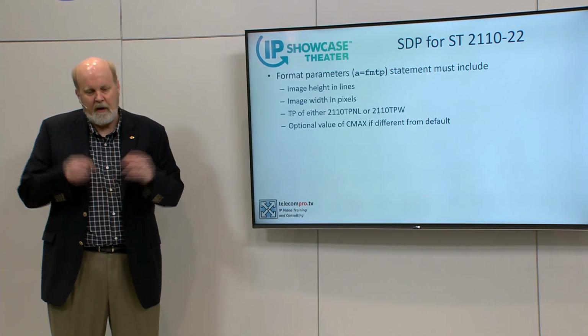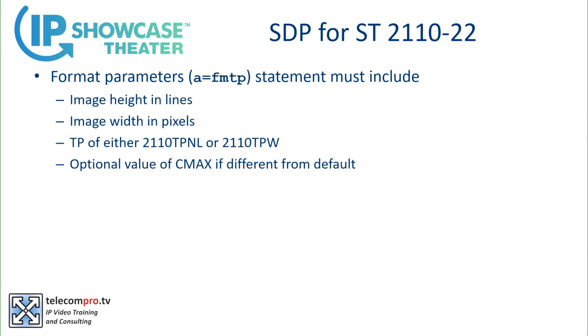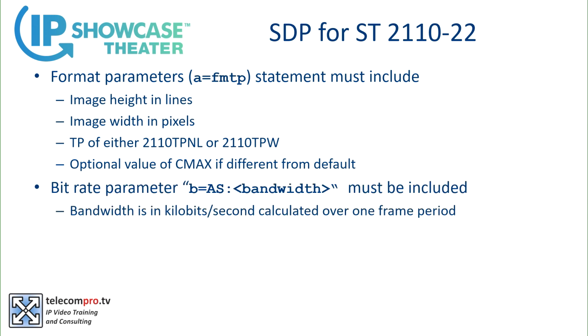Session Description Protocol. It isn't fair to talk about SDP in passing. We could spend a whole other class on just SDP. But it's going to give you parameters. It's going to tell you what the video inside your signal is going to look like: the image height in lines, the image width in pixels, whether it's narrow, narrow linear, or wide, and if you have a different Cmax value. It's going to tell you the sampling. It's going to tell you the colorimetry. It's going to give you all kinds of information about that signal.